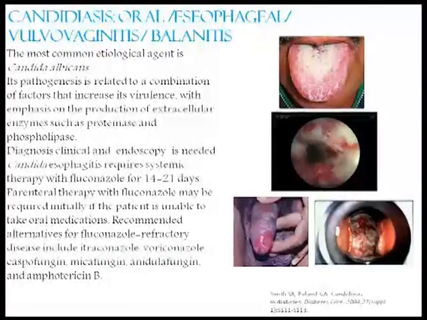Fungal infections, right from the oral and esophageal to the genitals, are very common. Often this is a presenting feature, especially in women. Therefore, we will have to be very careful on that.